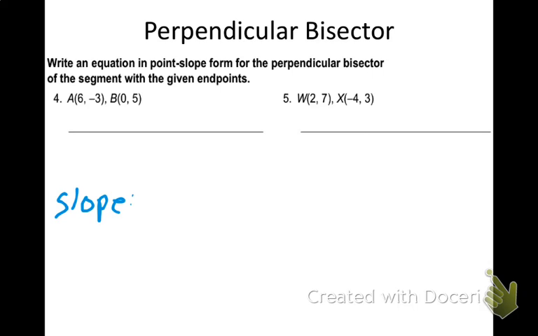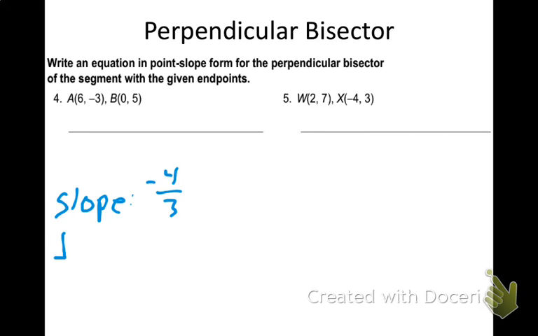So find the slope of A and B. You can find the slope here on your own. Find the slope of A and B. So remember, slope is y2 minus y1 over x2 minus x1. Bryce, what's my slope? Negative 4/3. Nice job. Negative 4 over 3 is correct.